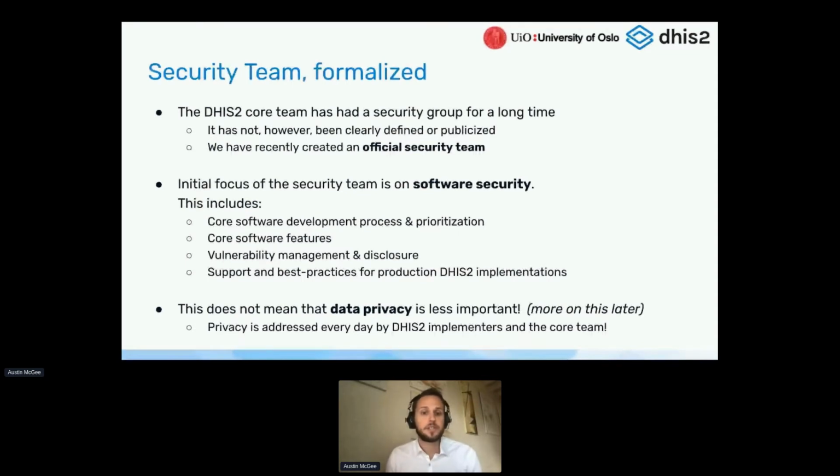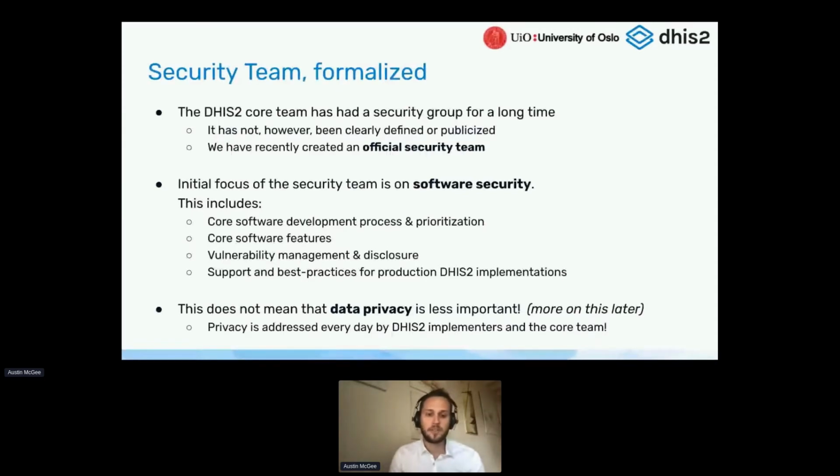The initial focus of that team is on software security. So the first two, I would say, of those items that we mentioned on the previous slide. And this includes the features that we build into DHIS2, as well as things like vulnerability management policies, disclosure, and how we triage and address security issues as they arise.